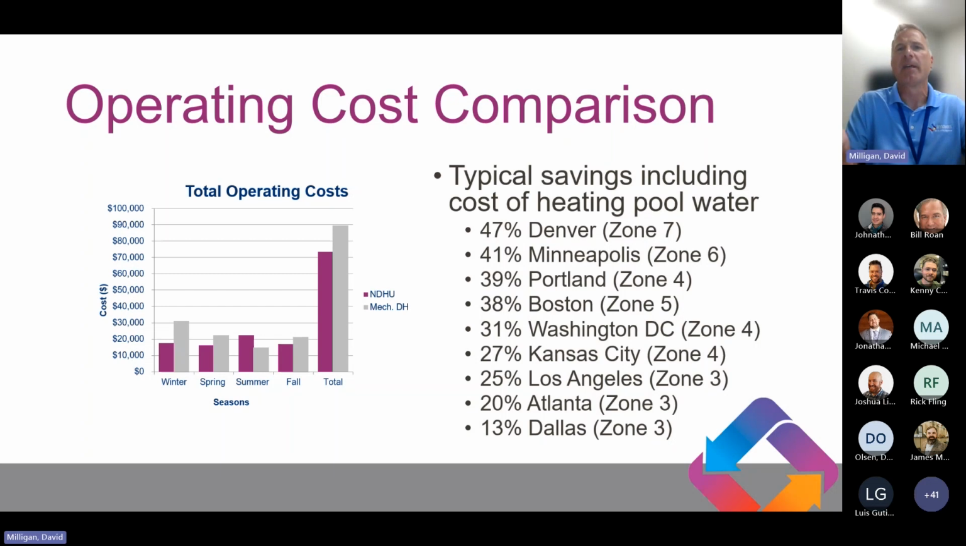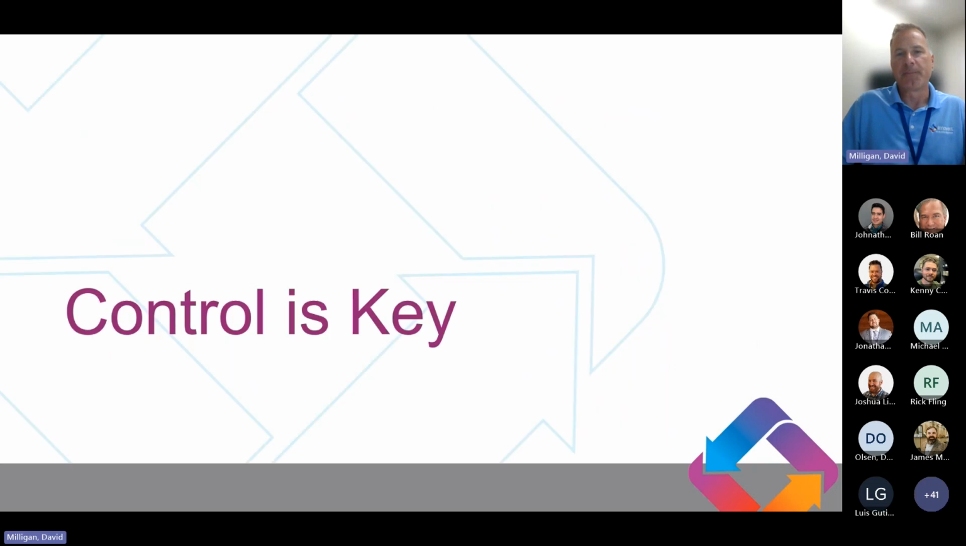We can almost save up to 50% on the operating cost of a unit compared to a mechanical dehumidifier. Even when we get down into those very warm, humid climates of Dallas and Atlanta, we have an operating cost advantage. Plus, we also are bringing in a lot more outdoor air than what the mechanical dehumidifiers typically bring in. So we have a much better indoor air quality than what they can provide. So that's a nice advantage for having these type of units with the ventilation of outdoor air.